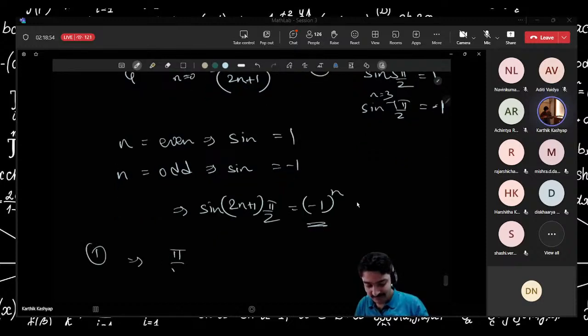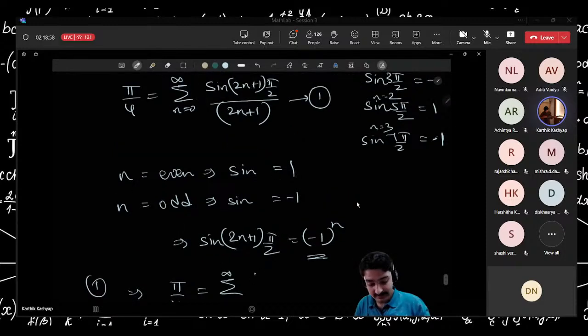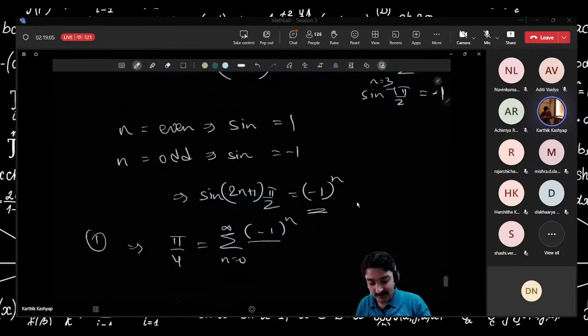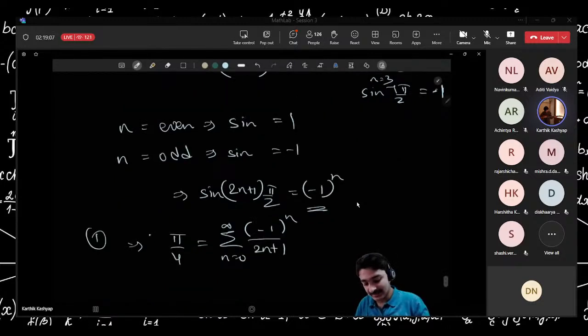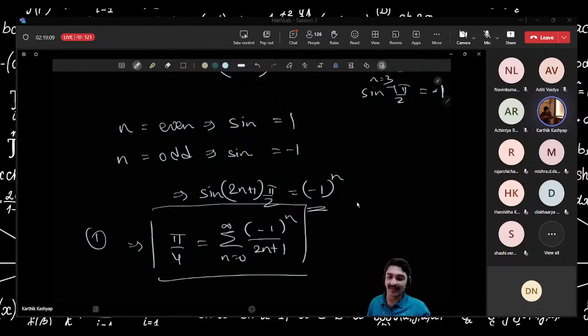So pi by 4 is equal to the summation n is equal to 0 to infinity, and then the sine value is replaced by (-1) power n, so (-1) power n divided by 2n plus 1. So this is the summation that they have asked for. So we have obtained that the value that they need is pi by 4. So this is how we solve Fourier series questions.